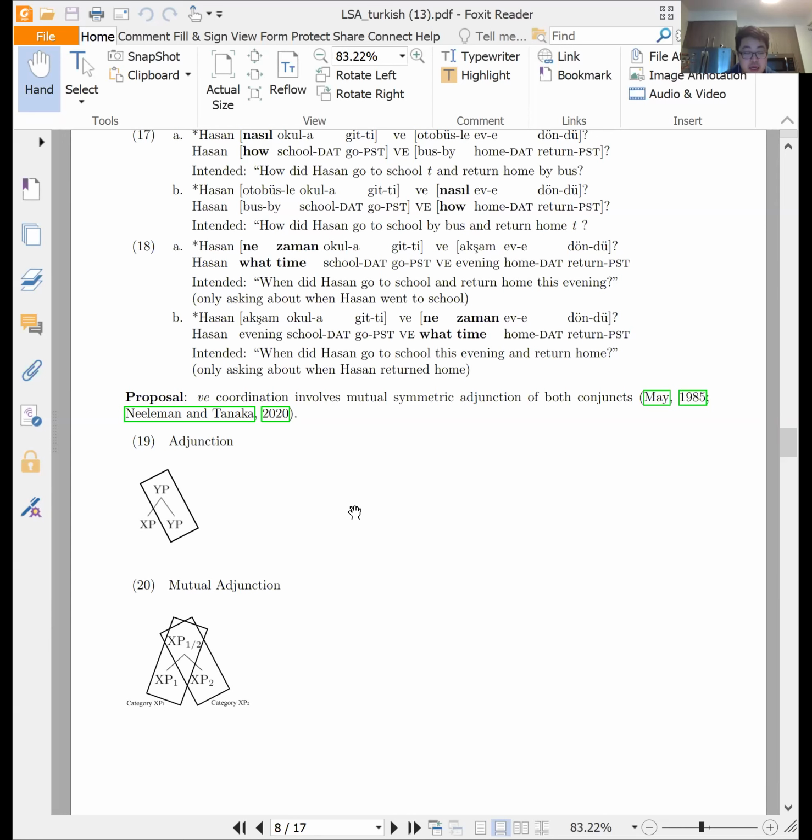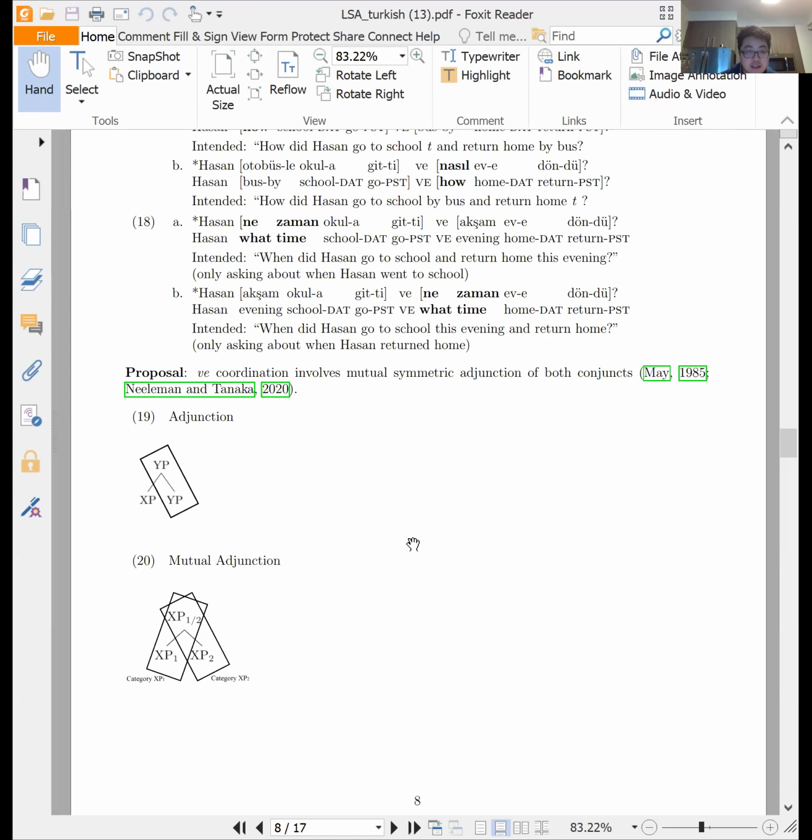So regular adjunction: when XP is adjoined to YP, assuming the segment theory of adjunction, we have a new segment of the adjoined-to category, in this case YP, created. And that is the resulting node. The resulting node and the adjoined-to node are part of the same category. So in other words, the adjoined-to category projects.